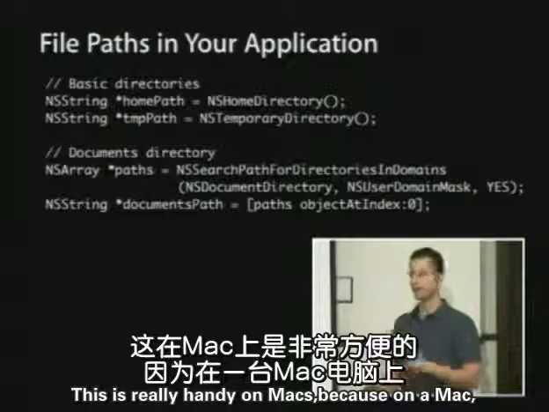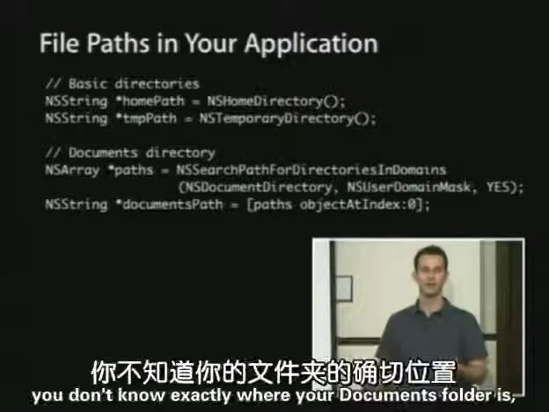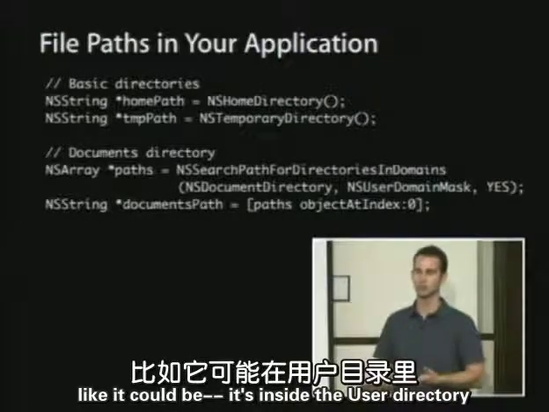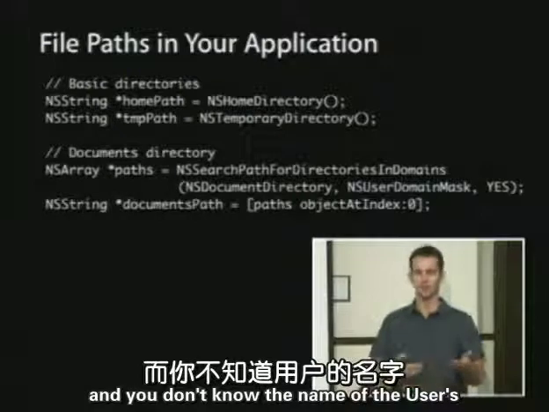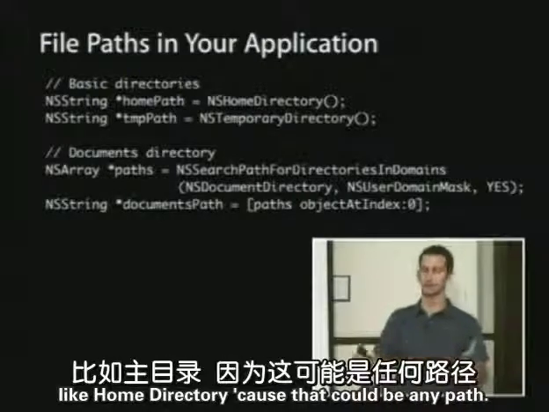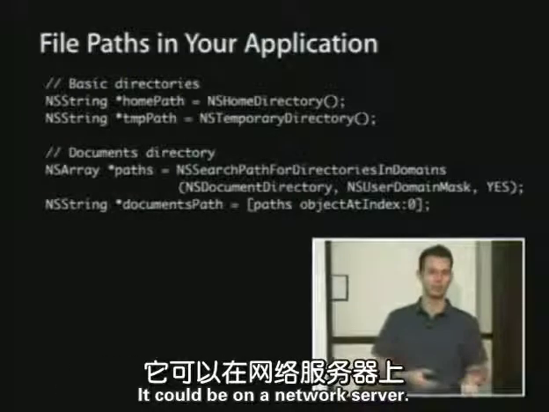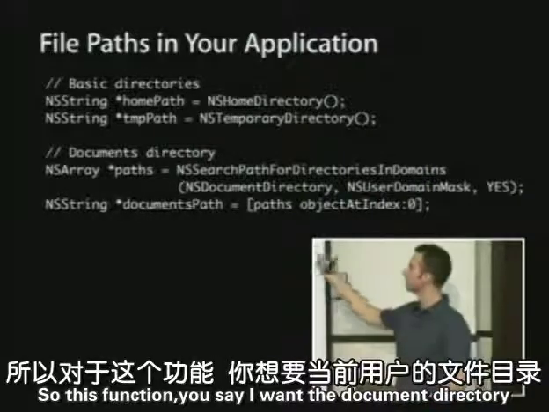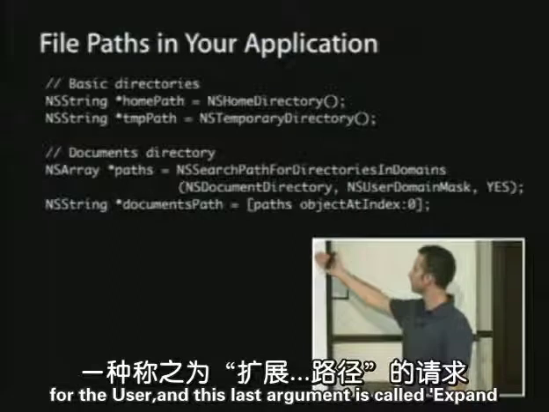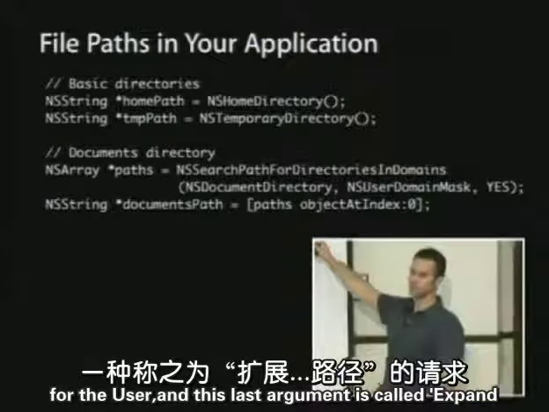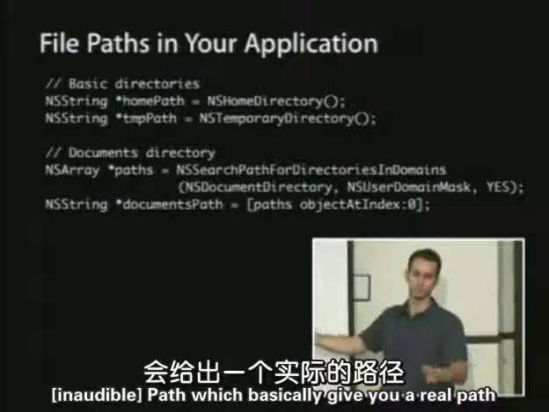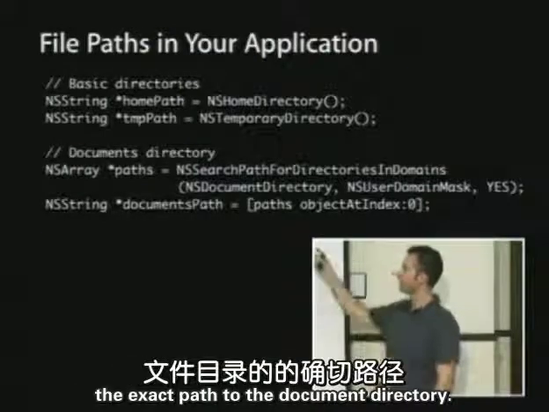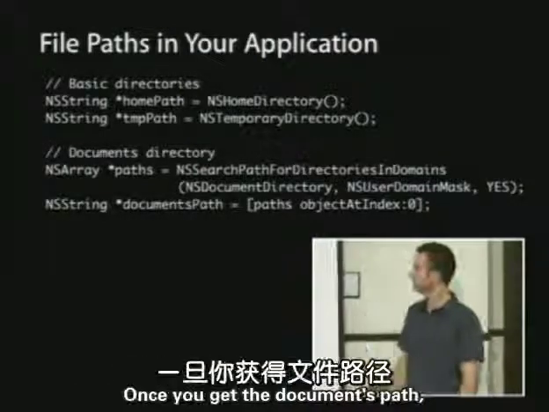This is really handy on Macs, because on a Mac, you don't know exactly where your documents folder is. It's inside the user's directory, and you don't know the name of the user's home directory, because that could be in any path. It could be on a network server, it can be under Users, and maybe they've moved it somewhere else. So with this function, you say, I want the document directory for the user, and this last argument is called expandTilde, which basically gives you a real path. So you check the docs, you basically just want to pass YES there. This will give you the exact path to the document directory.